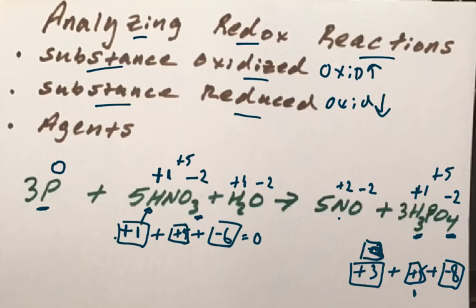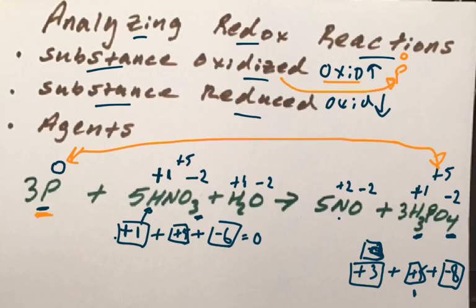Now, we can answer some questions. The substance oxidized, as we said before, that guy's oxidation number will increase. So we look at phosphorus right here. He's going from 0 all the way up to +5. You would say P0 with its 0 oxidation state, that guy got oxidized. So your substance oxidized was P0.